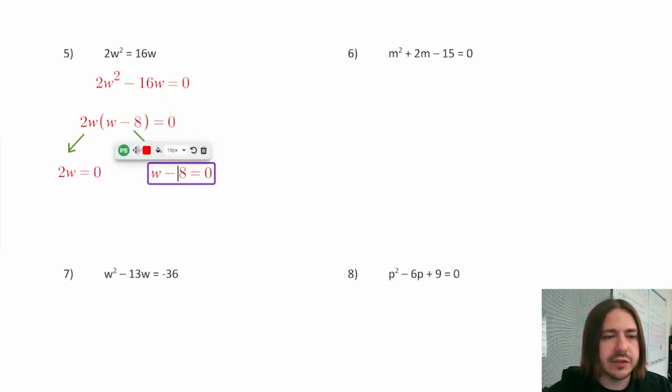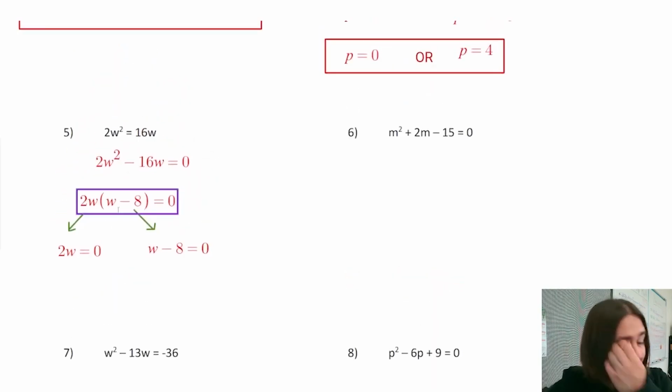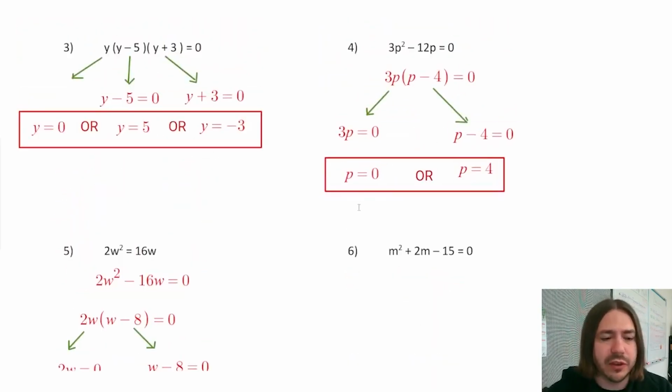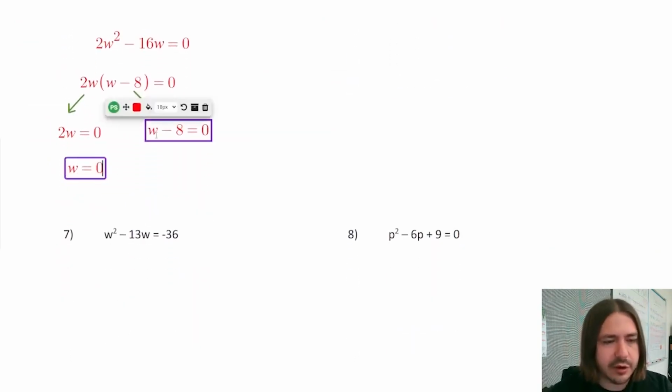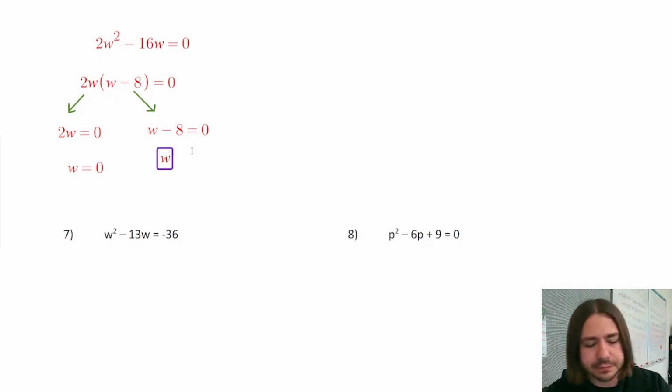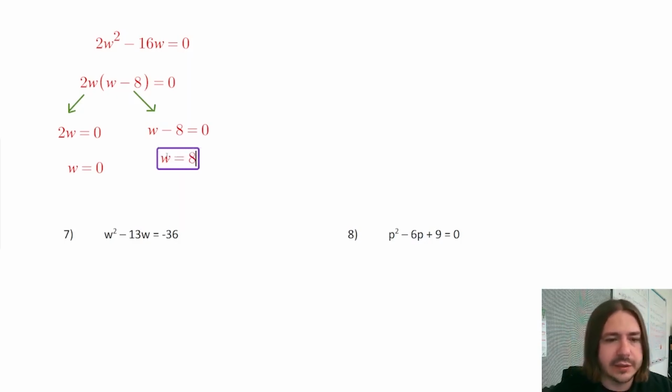Once I have those two equations set up, I can now solve them independently. For this one, actually this is going to be set up very similar to how number 4 was set up, once you got that equal to 0. But we're going to divide both sides by 2 here to get 0. Over here on the right, we're going to add 8 to both sides, and we're going to get w equals 8.